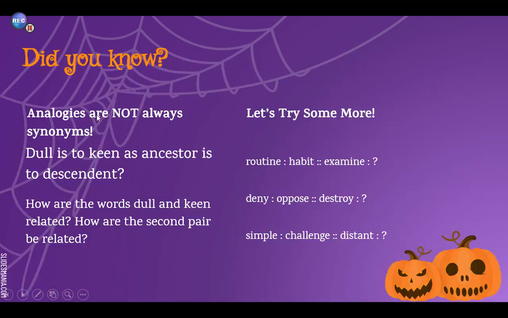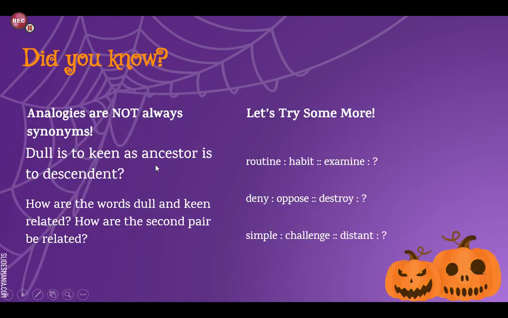Did you know? Analogies are not always synonyms. Sometimes we get that confused. They're not always synonyms, and they're not always antonyms. Dull is to keen as ancestor is to descendant. How are dull and keen related? I'm going to use my background knowledge. I've had a dull pencil before and it didn't write very well, so it wasn't sharp. Keen is a wow word for sharp. So these must be opposites, as ancestor is to descendant.